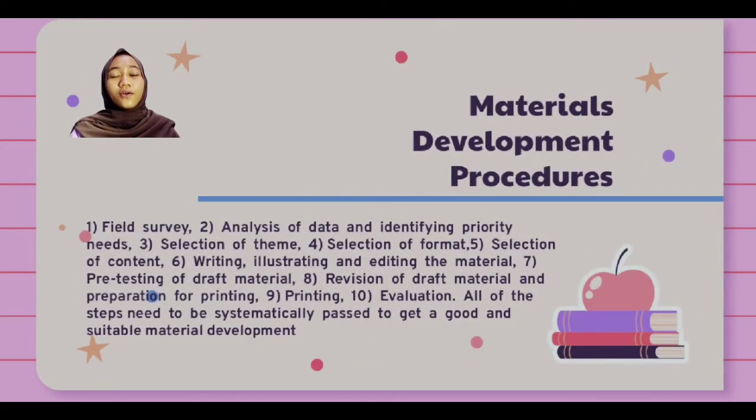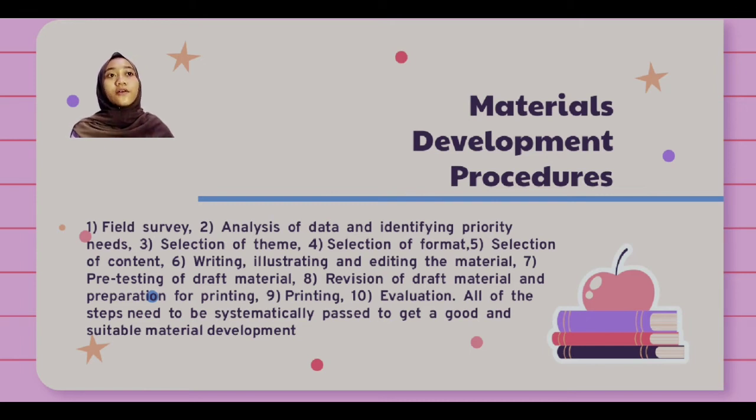Okay, for now we go to slide 8. Materials development and procedures. The procedure of material development includes the design, implementation, and evaluation of language teaching materials.